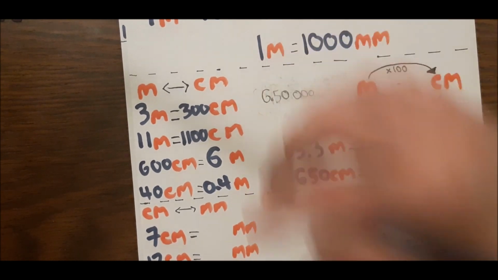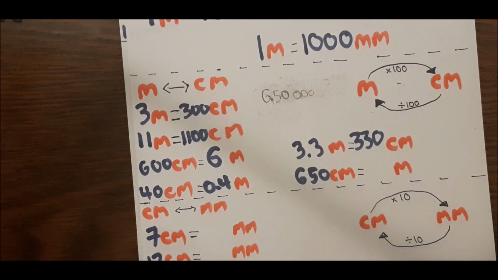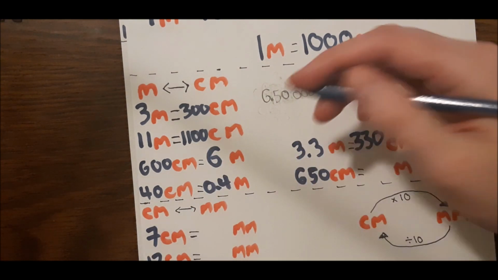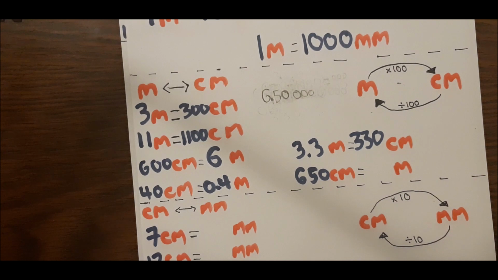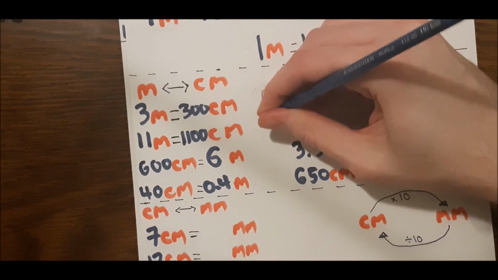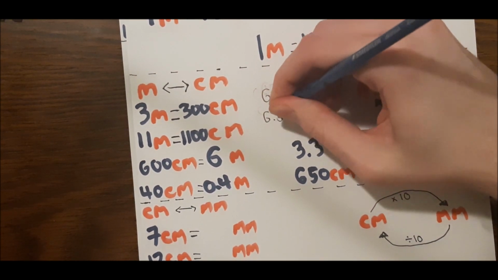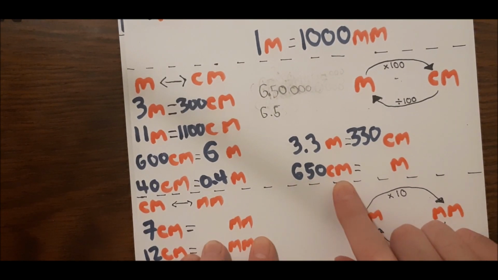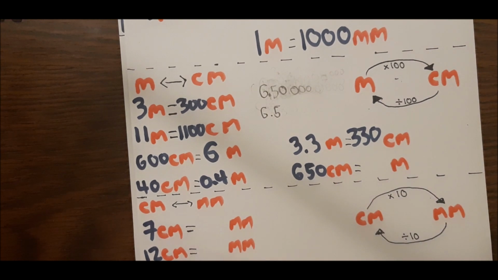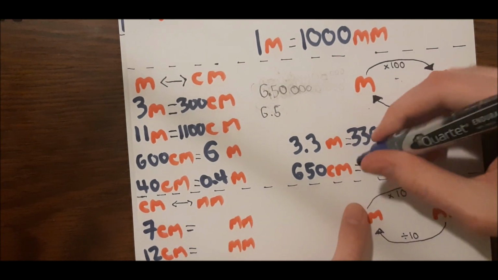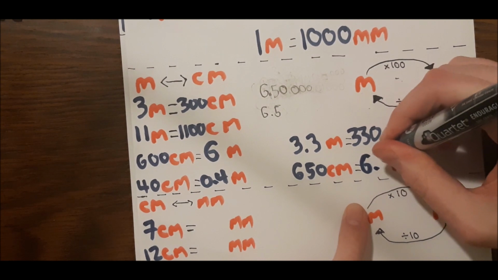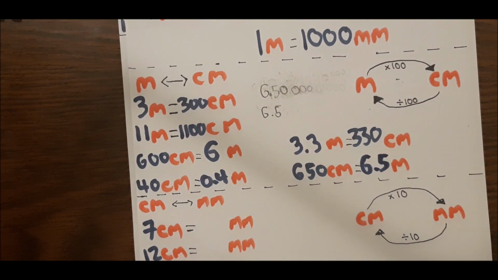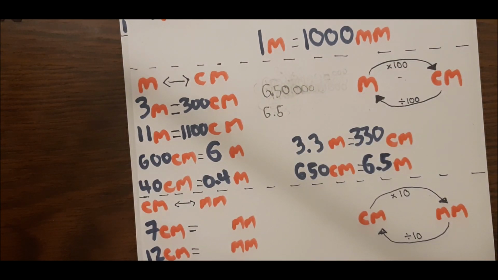6.5000. Remember, anytime there's all these zeros after the decimal, you can leave it like that if you like, but you should probably get rid of them. It just makes it easier for you if somebody's marking your work. So we can rewrite this as 6.5 and just get rid of all those zeros. So this tells us that 650 centimeters is the same thing as 6.5 meters. Congratulations, guys. We did the first part of conversion.